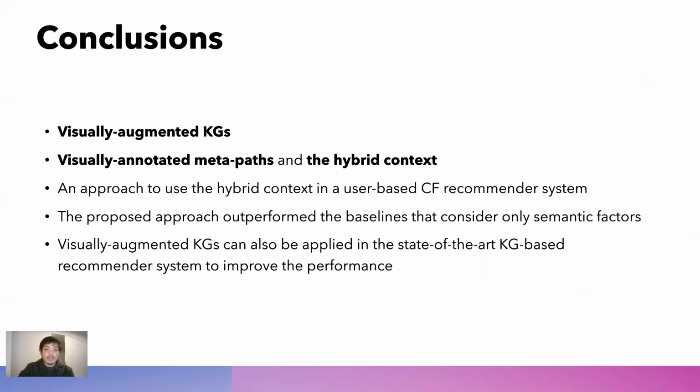In conclusion, this work proposes a knowledge graph called the visually augmented knowledge graph, which incorporates visual information into a regular knowledge graph. To leverage the proposed graph, we also introduce visually annotated metapaths to form the hybrid context containing both visual and semantic factors. Then we propose an approach to use this hybrid context to build a user-based CF recommender system. According to the experiments, the proposed approach outperformed the baseline that considers only semantic factors. We also show that the proposed visually augmented knowledge graph can be applied in the state-of-the-art KG-based recommender system to improve the performance as well.